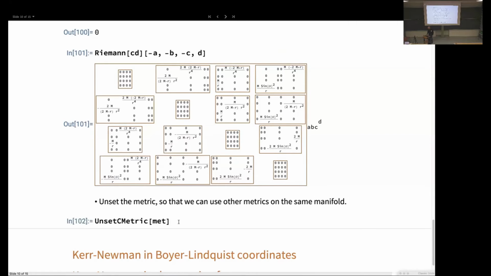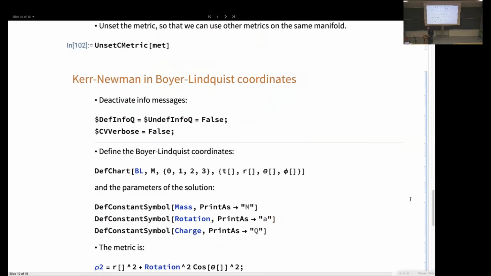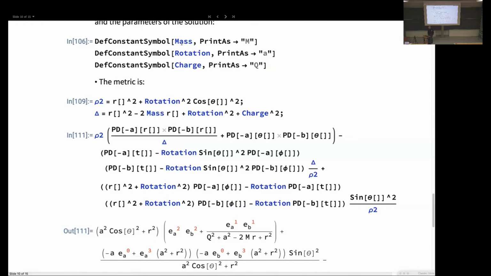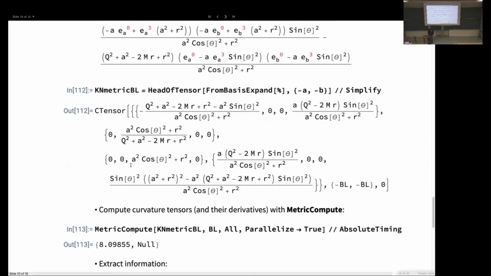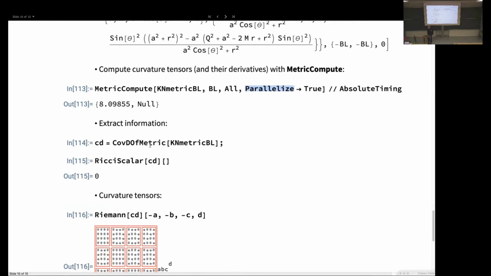That's the notation in Mathematica for a rank 4 object. Now I'm going to do this super fast, which is Kerr-Newman in Boyer-Lindquist coordinates. I will evaluate the whole thing. So this is just specifying the metric, defining the 3 constants, the parameters. That's the metric. There is this thing that computes absolutely everything. Everything you want to know, including derivatives of Riemann, is computed here. I parallelized it so that I can use my 10 cores in this computer. It takes 8 seconds to compute everything in pretty simplified form.